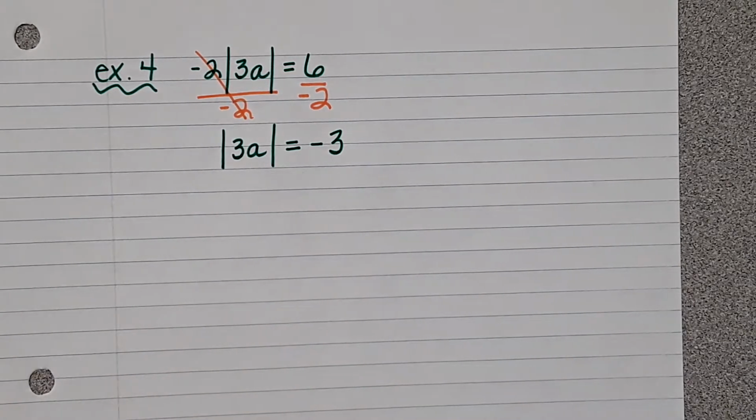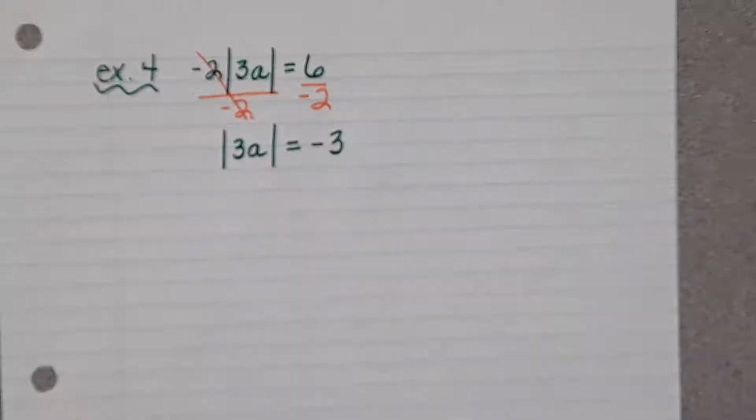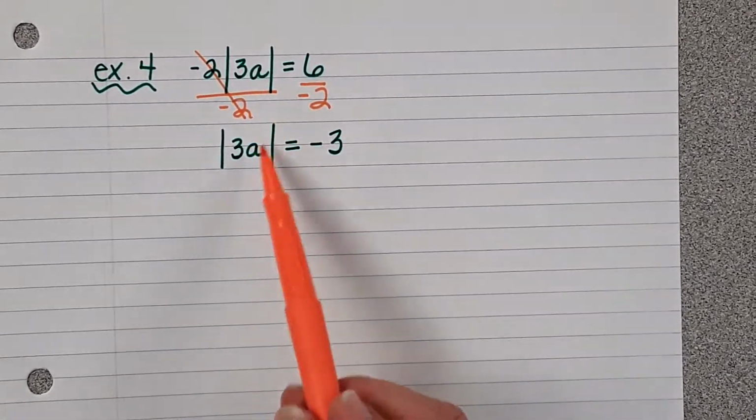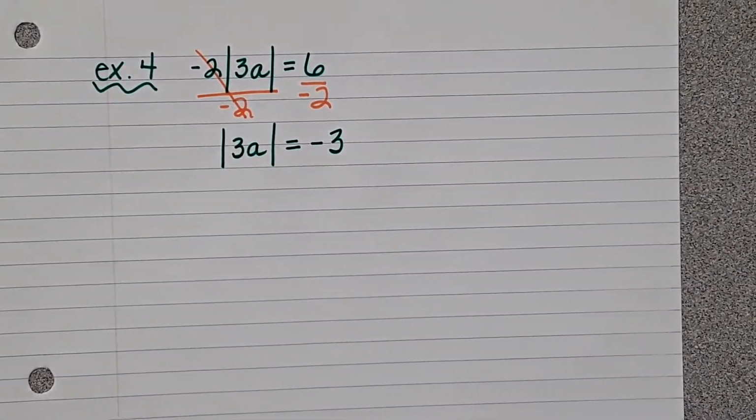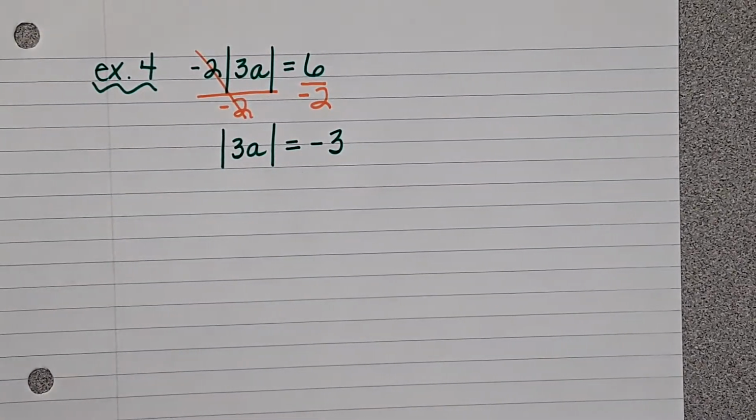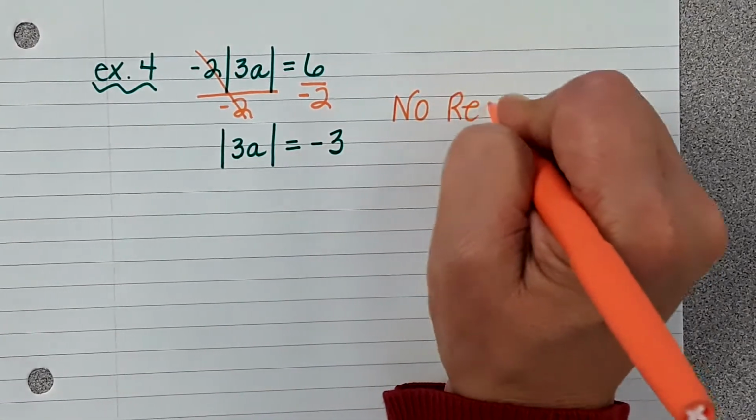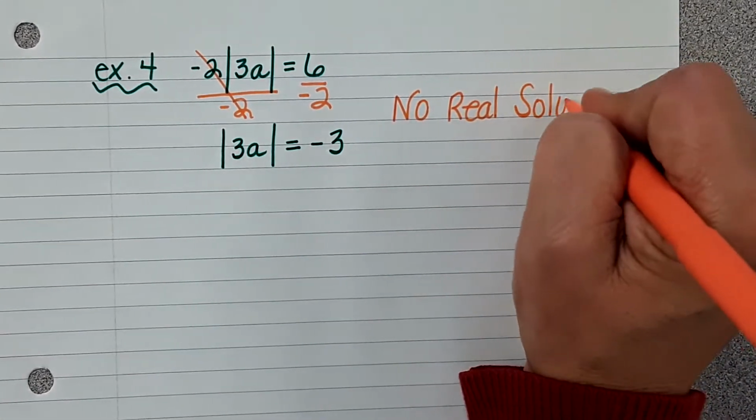This looks like example number 1. The absolute value of 3a equals -3. Is there any way that you can take the absolute value of something and get -3? Can the absolute value of a number equal a negative? It doesn't matter what is inside, it's the absolute value, right? Can it equal a negative number? No, it can't. So this is not possible. So there are no real solutions, or no real solution.